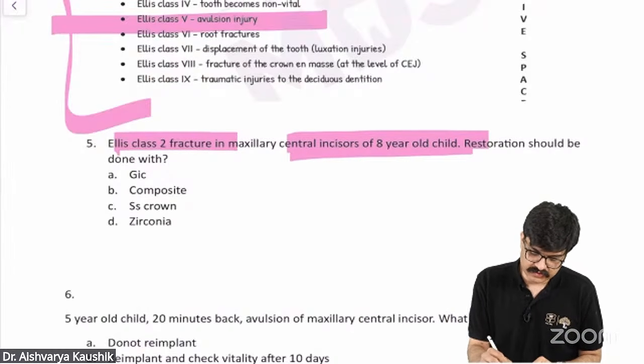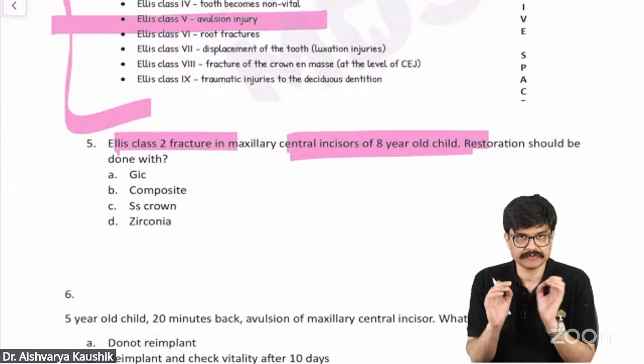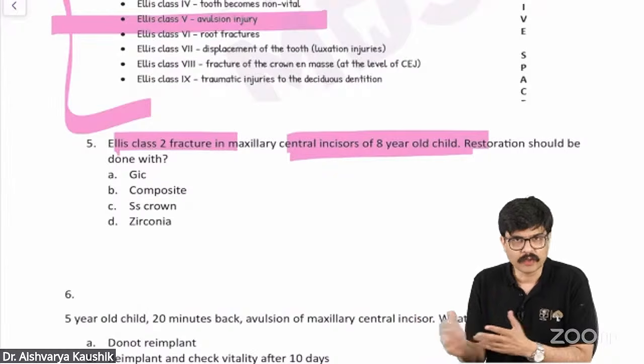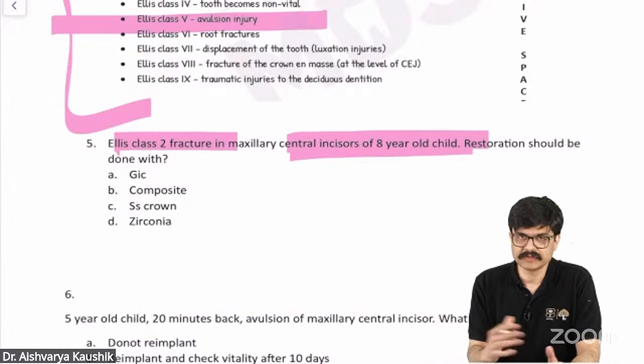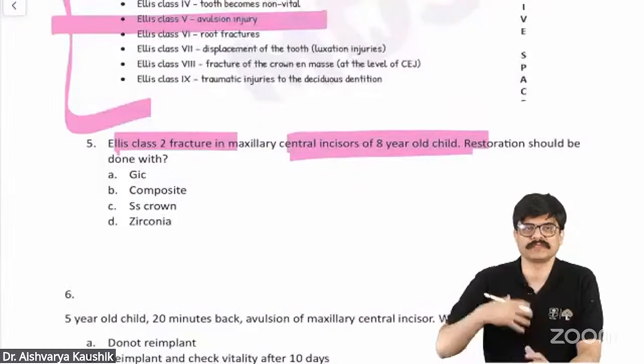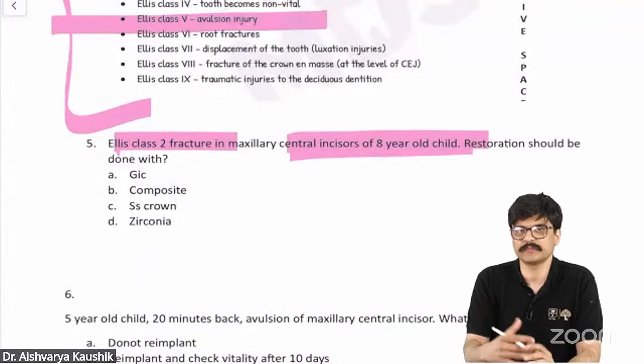Why? Because ideally, you don't have a pulp exposure. You're not dealing with a pulpotomy or whatever. The examiner has not mentioned that the tooth has turned non-vital. So we are staying optimistic. We are saying that, okay, fine, it's just a dentine exposure. We need to restore it.